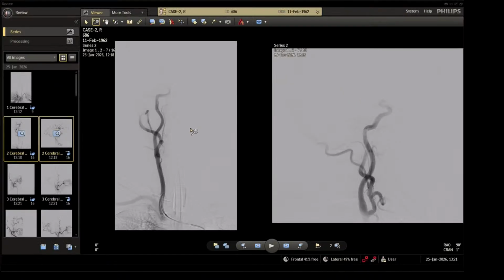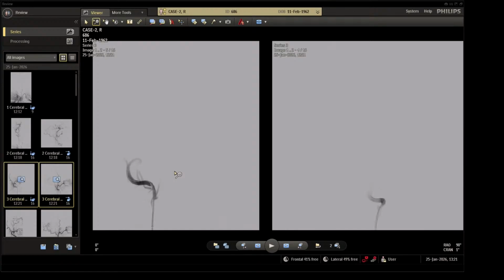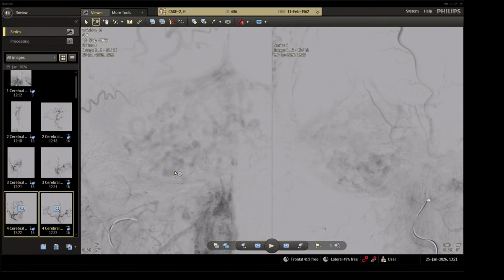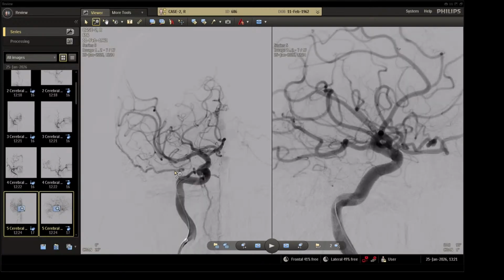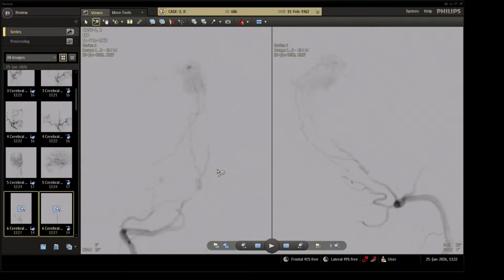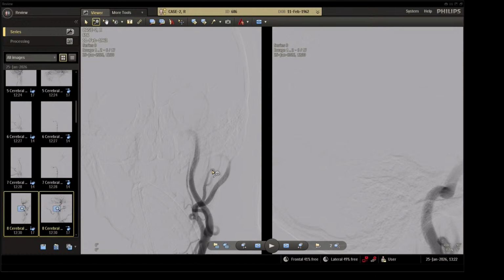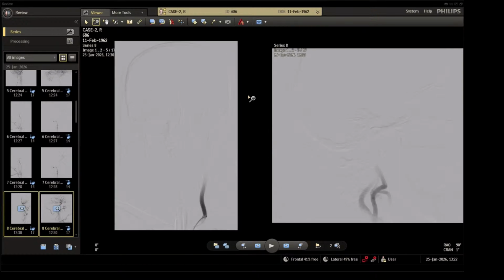Review. Okay. This territory is quite clear. That territory. Okay, let's check it. Yes, the left side looks... There is a stenosis. You see?